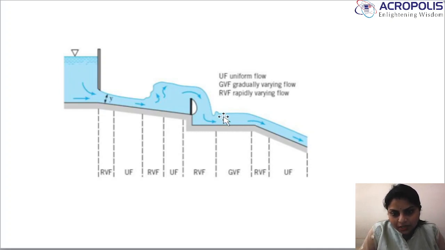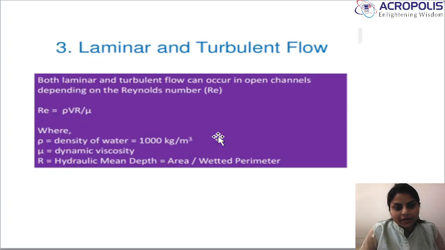Here you can see the gradual slope of the flow. The bottom is constant. Gradually varied flow is there. Suddenly an abrupt change is there. And in this type of flow, again the depth is constant throughout the section in uniform flow. So I think it is very much clear what is uniform flow, what is non-uniform flow, and the gradually varied flow and rapidly varied flow.